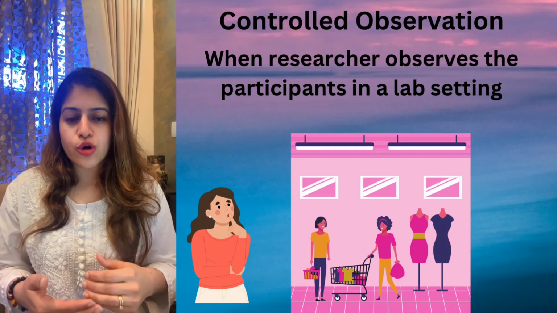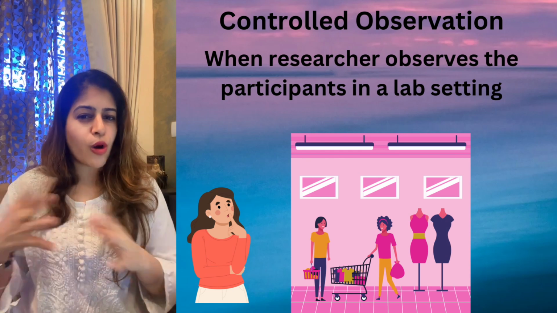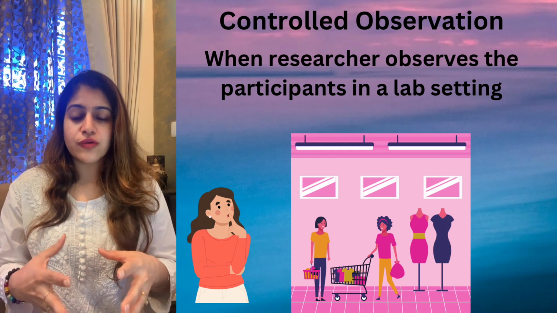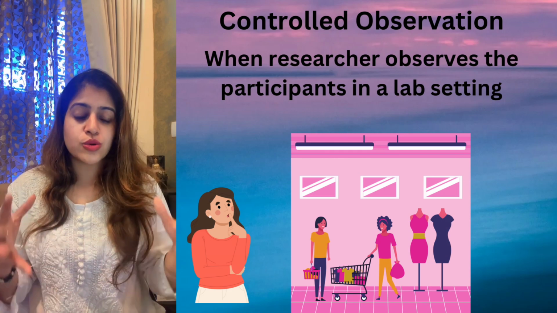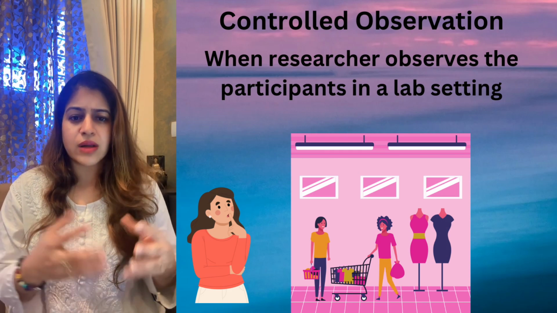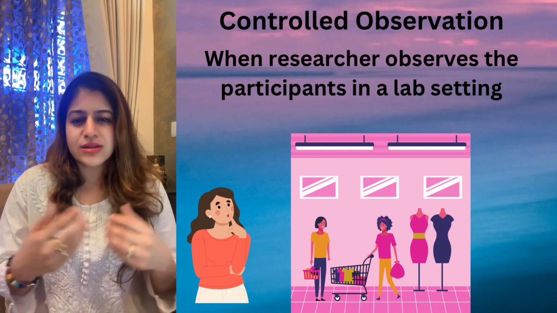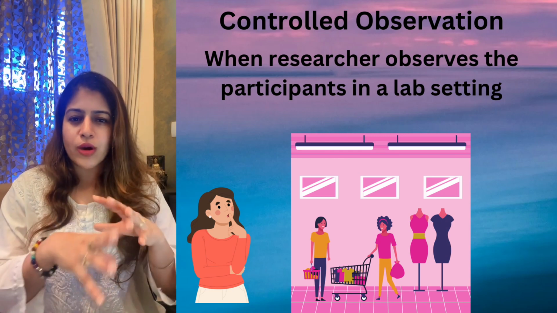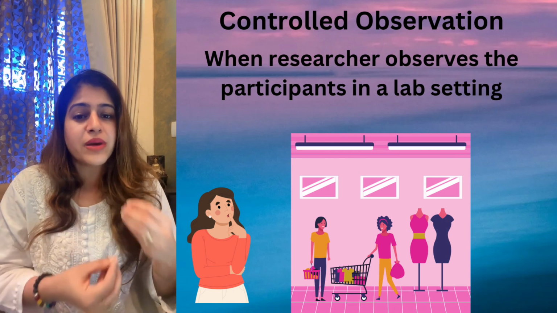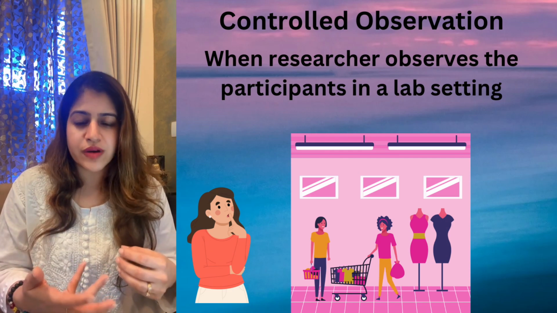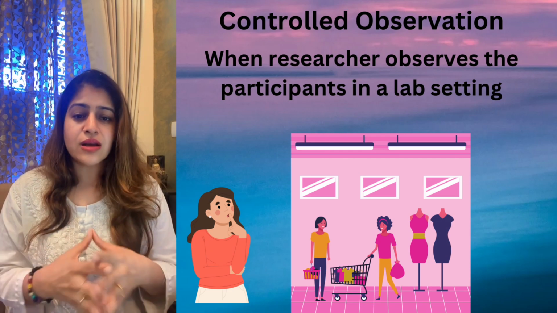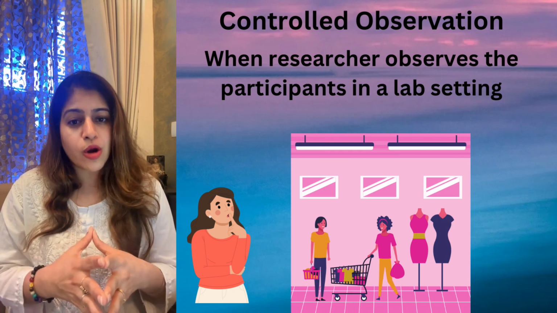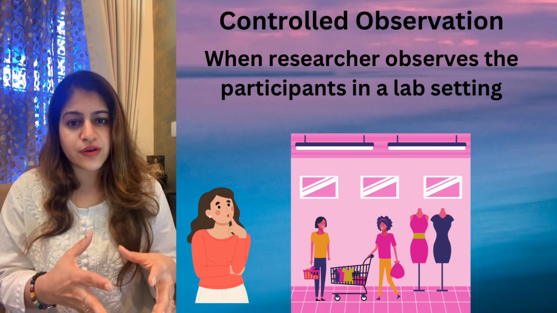Last is controlled observation. Controlled observation is the opposite of naturalistic observation. It means that as an observer, I call the participants to an artificial setup that I have created, maybe in a lab setting. The participants behave accordingly, and I do their observation. In the lab setting, a lot of variables are controlled, and I do the observation there, which is called a controlled observation.